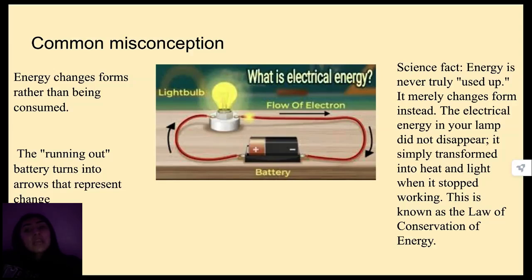What I want you guys to gain from this is that energy changes forms rather than being consumed. Typically if you see a light bulb running out, or the battery running out, it represents change, that it's not getting enough energy. Energy is truly never used up. It merely changes forms instead, and the electrical energy in your lamp did not disappear. If you have a lamp and its light isn't on, the energy did not disappear. It simply transferred into heat and light when it stopped working, which is also known as the law of conservation of energy.